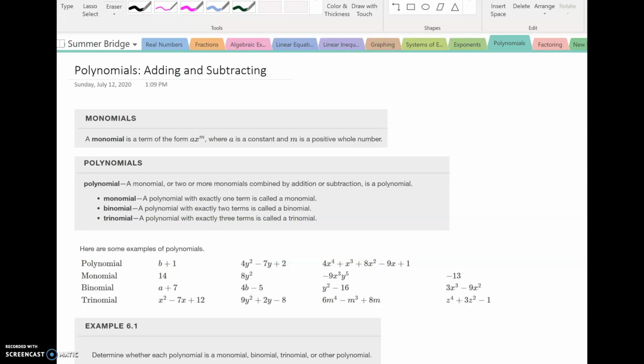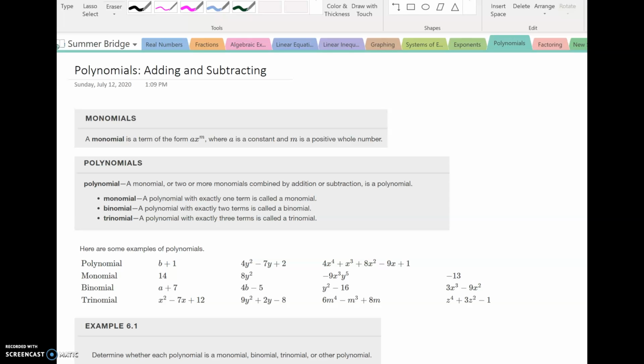A monomial is a single term that's defined by some coefficient times a variable raised to a certain power, ax to the nth power, where a is a constant and n is a positive whole number. And the x is really just a variable. It could be any variable, it could be x, y, z, whatever variable you were using. But it is just one term, okay?